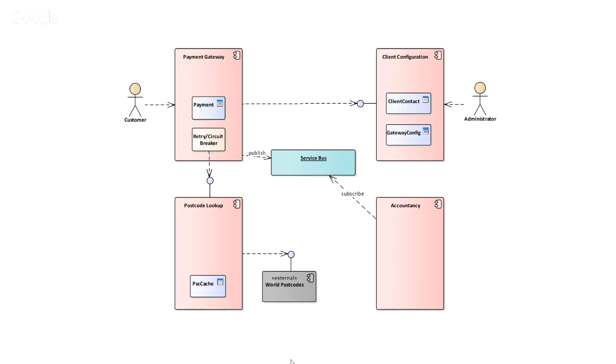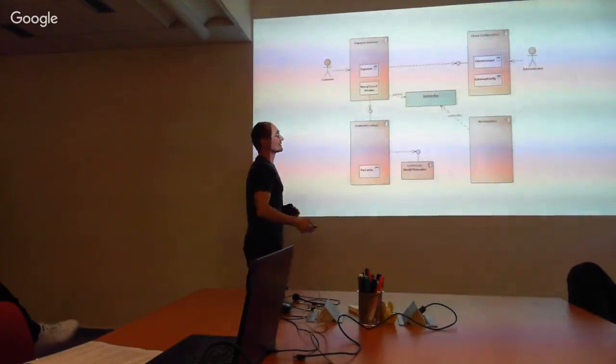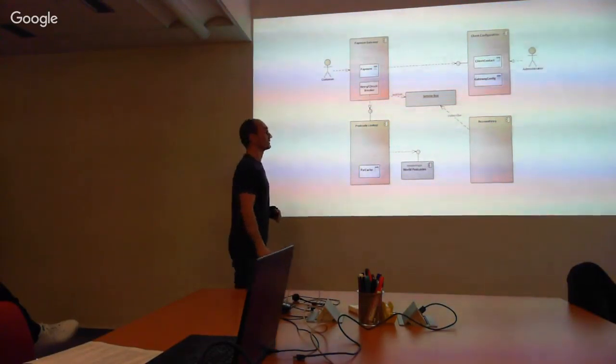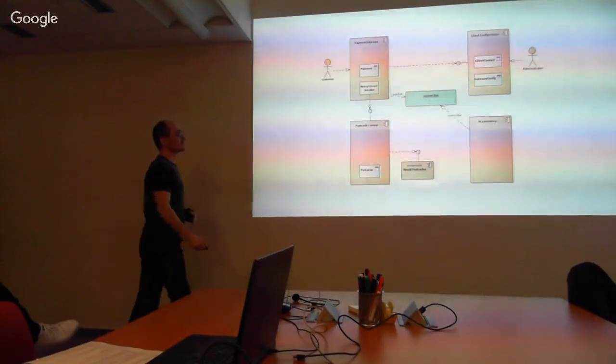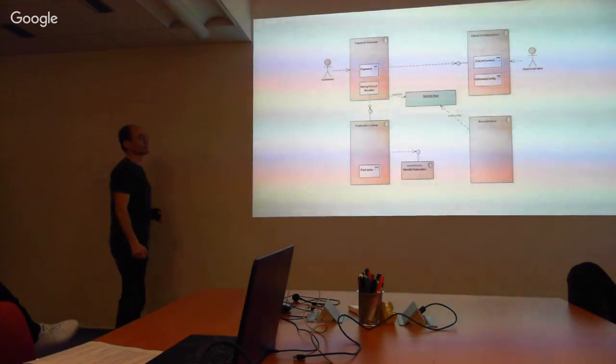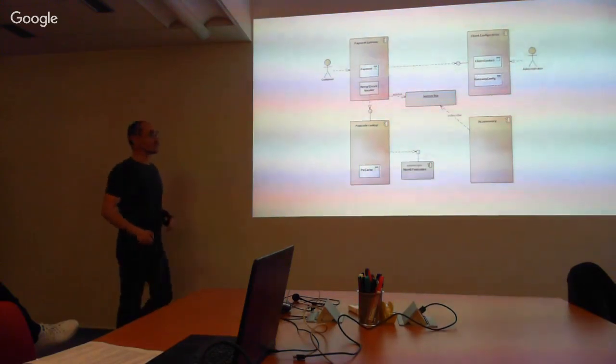And at some point, it doesn't matter when, this service is subscribed to the service bus. So when it has time, it will take event by event and process it into the accountancy, right? So this is how we can sort out this type of communication and replace the API call with a much more efficient call.